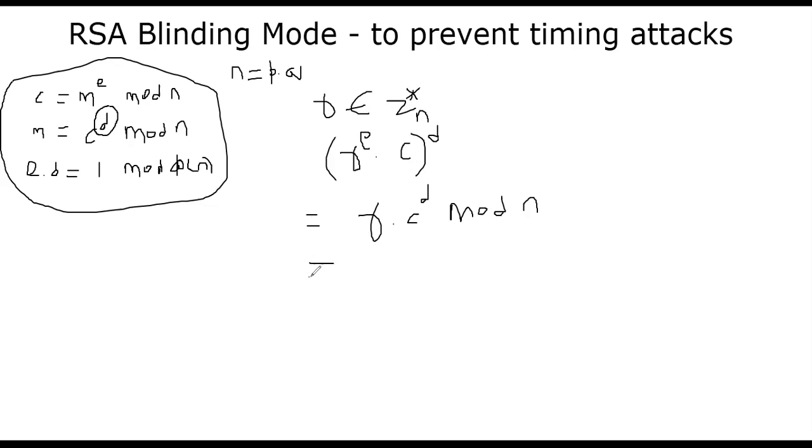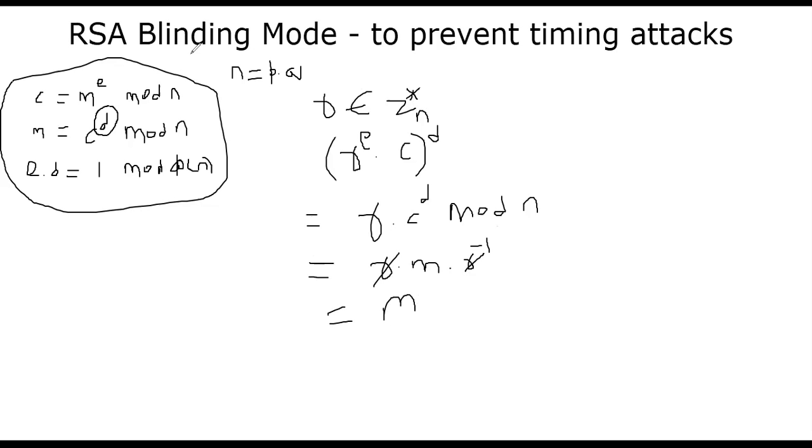So what we get back here is R times M. All you have to do now is get rid of R, so we multiply by R inverse. R inverse exists because R is relatively prime to n. That's the reason R has been picked from the group Z star n. So R and R inverse go away, and you get M. This is basically the idea of the blinding mode.